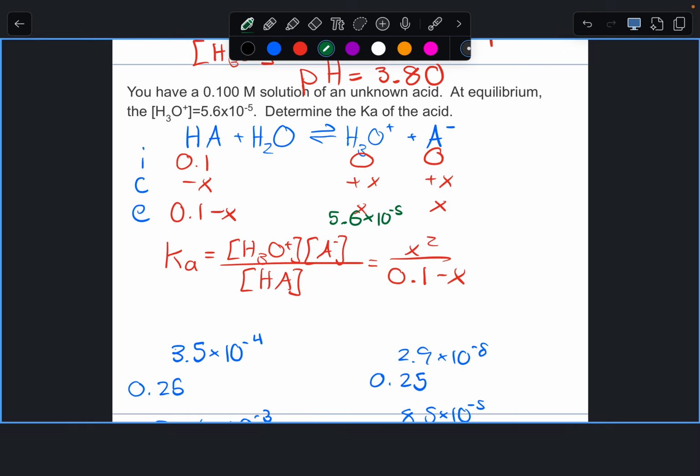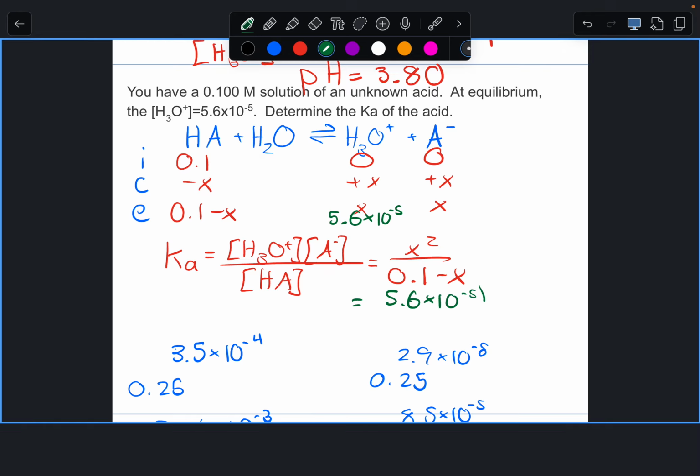The other way they could have phrased this is giving you the pH. So let me just see what that would be. The pH for this would be 4.25. So they could have said at equilibrium, the pH is 4.25. That would be a little bit harder, because then you would have to work backwards and say, oh, if the pH is this, I can calculate the H3O+, and I know that's equal to X. Okay?